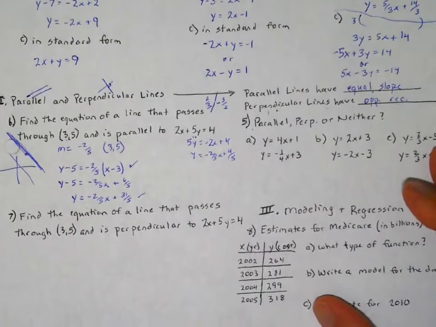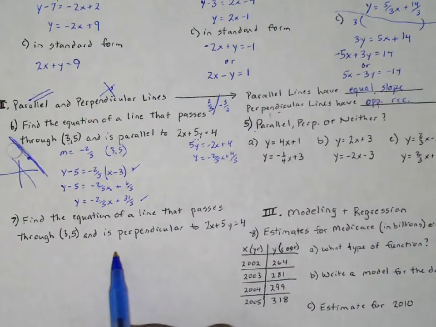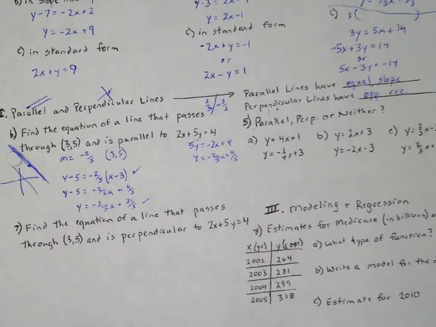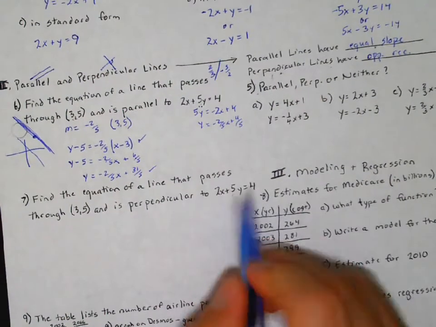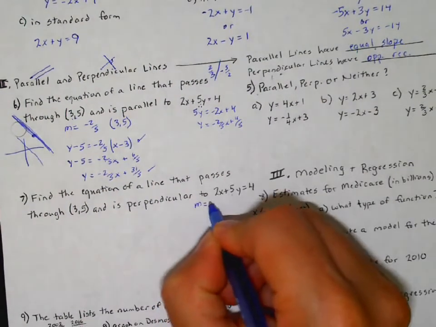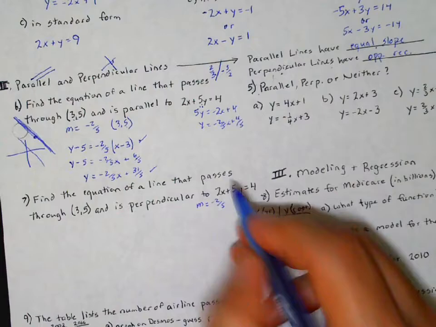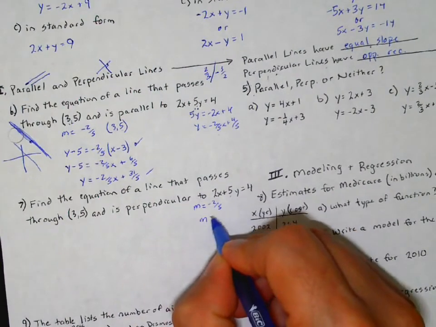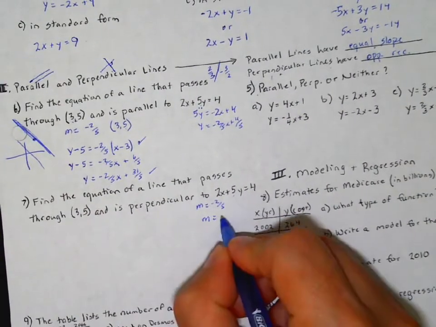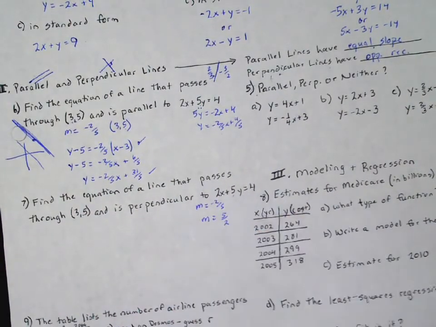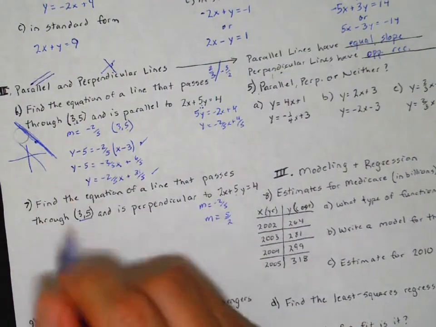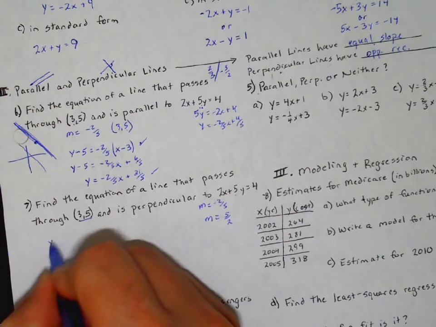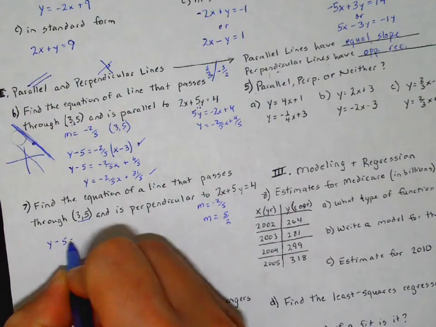Okay. This one here, find an equation of a line that passes through there that's perpendicular. Okay. So notice it's the same equation. The slope up here was negative 2/5. Okay, so the negative reciprocal slope, because it's perpendicular, would be positive 5/2. So I know it still goes through that point. Let's use the point slope form again. So we got y minus the y is equal to our slope.